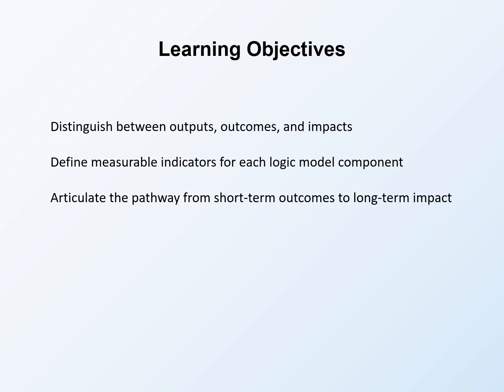Second, define measurable indicators for each logic model component. Every box in your logic model should have a way to measure it. And third, articulate the pathway from short-term outcomes to long-term impact. Changes don't happen all at once, they cascade over time. Understanding this cascade helps you plan realistic expectations.